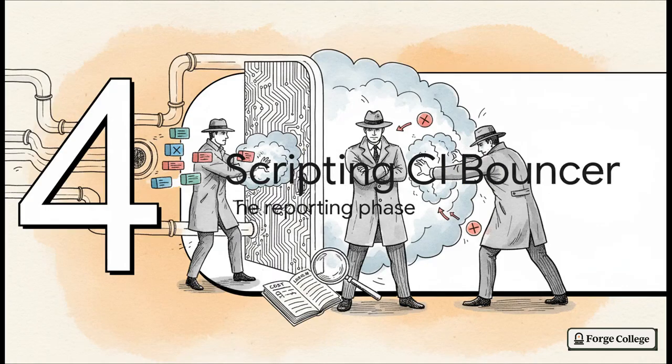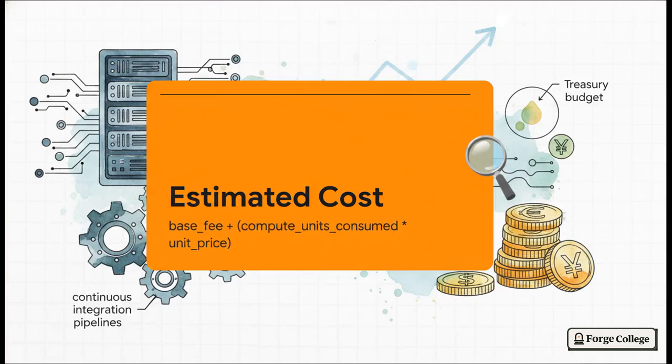Let's look at Section 4, scripting the CI bouncer. Let's zoom in on that final reporting phase. We need to write the code logic that acts as the bouncer at the door of your main branch. Now, the real magic happens with this simple conversion mechanism.